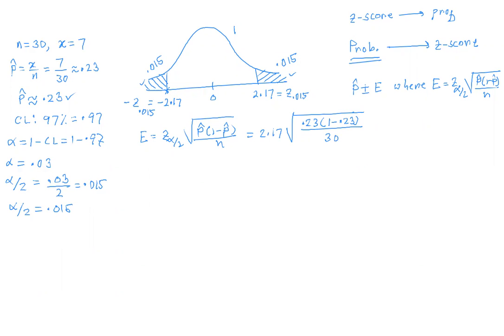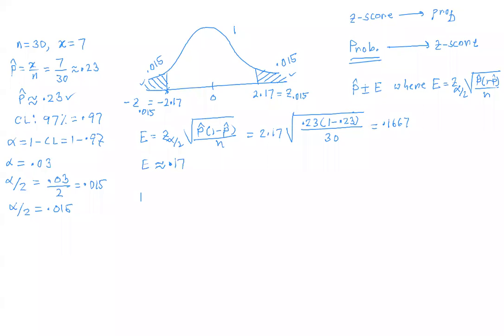So if I do the math, what do I get? 0.23 times 0.77 divided by 30, square root of it, times 2.17, that is going to be 0.1667. I'm going to round it to 0.17, to the 100th place. E is approximately 0.17. So your margin of error is approximately 0.17.